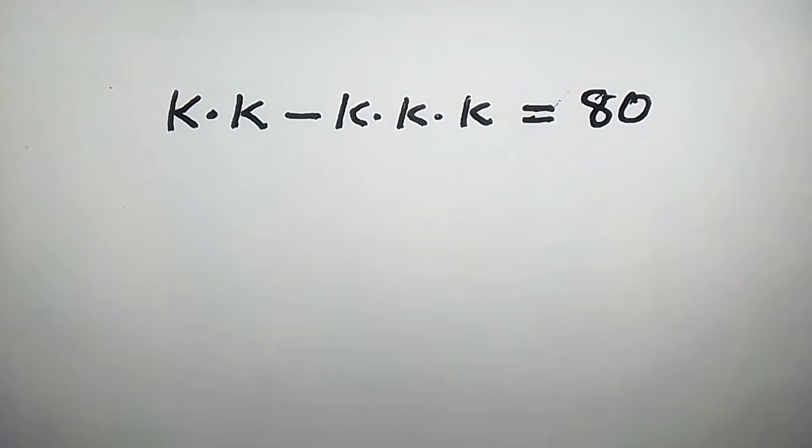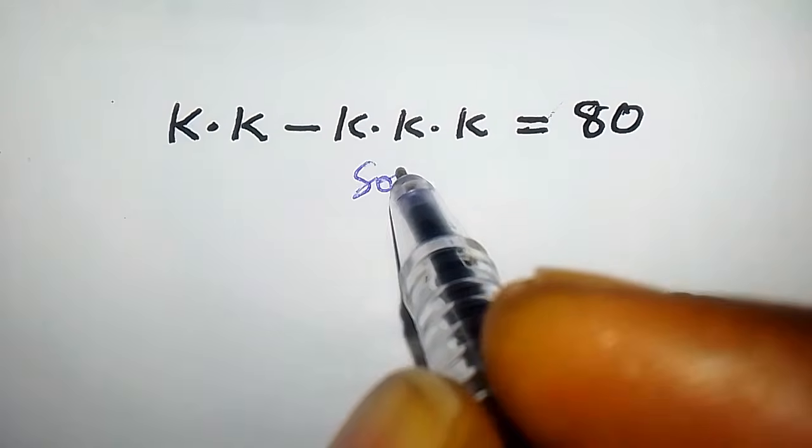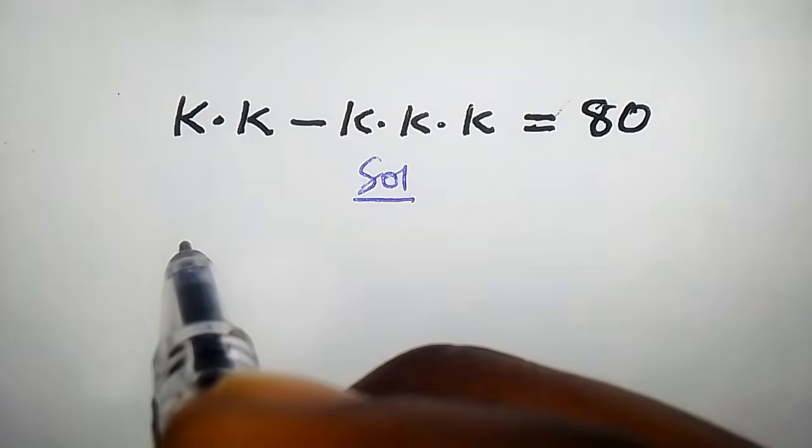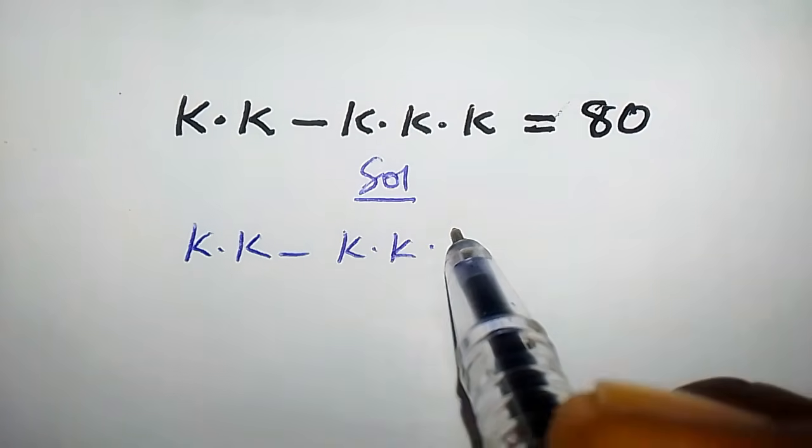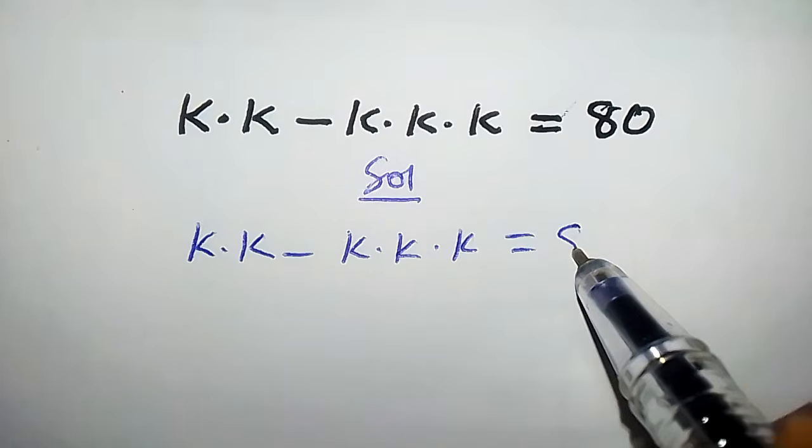Hello, how do we find the value of k? Solution. Let's get down the question first. k times k minus k times k times k is equal to 80.